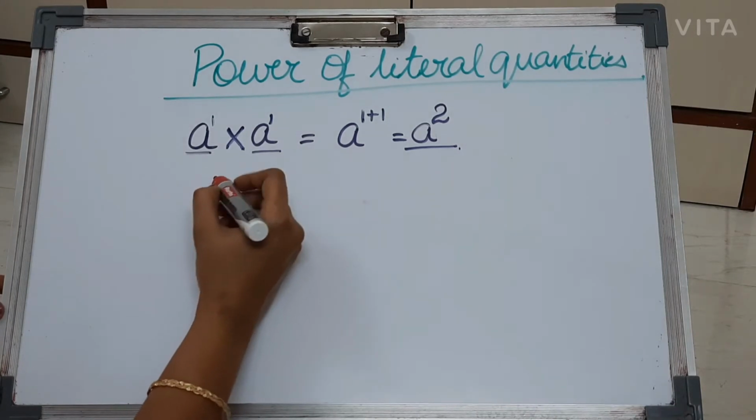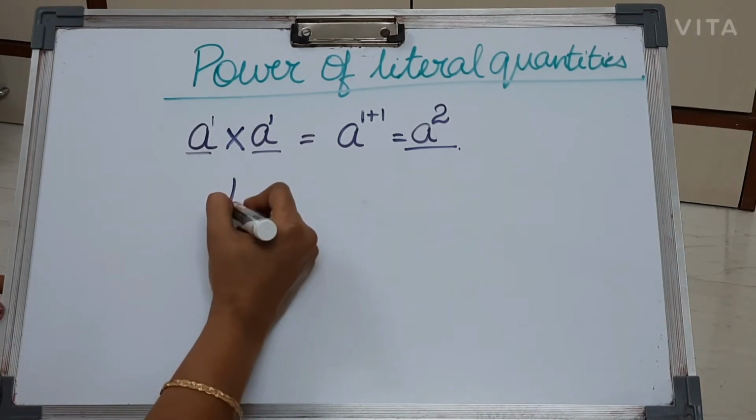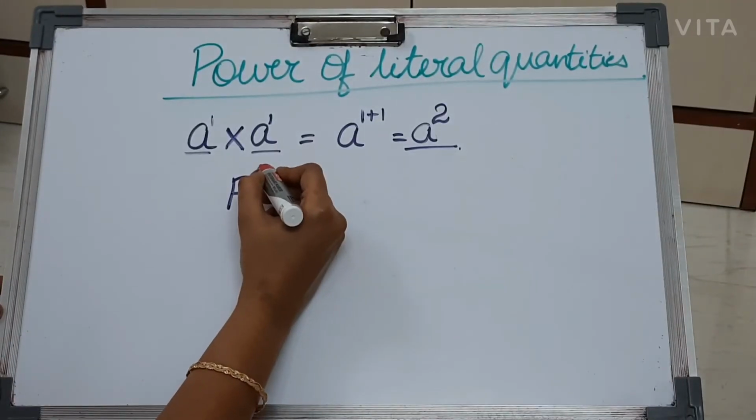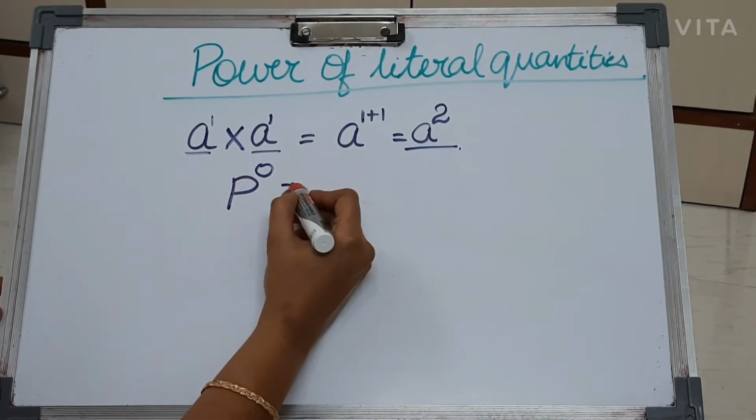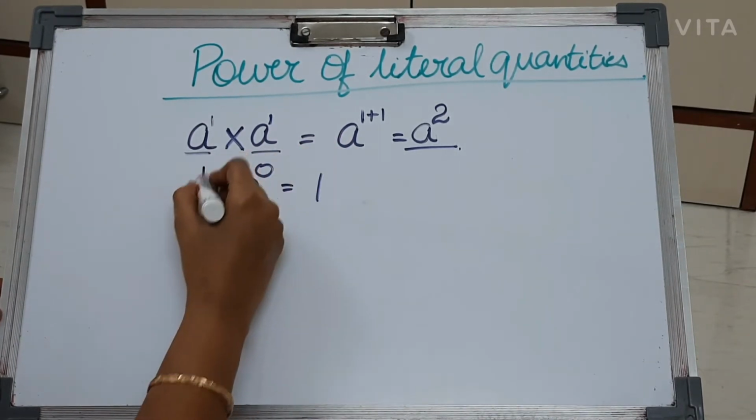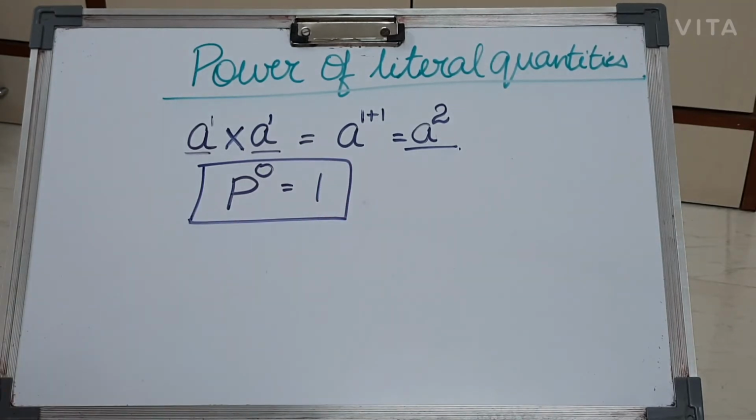Now here one more important thing is, suppose any alphabet has power as 0, then we have to write it as 1. This is the rule here for the index value.